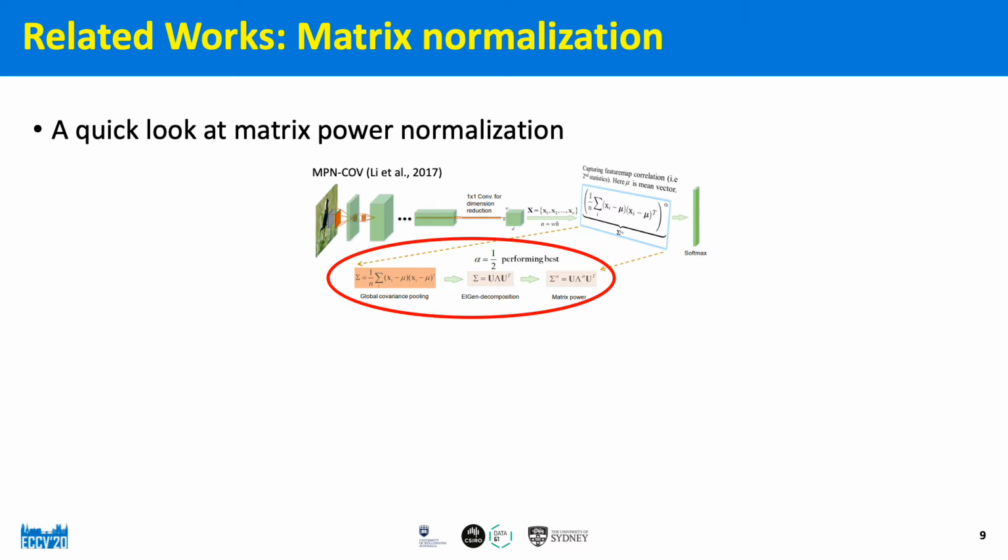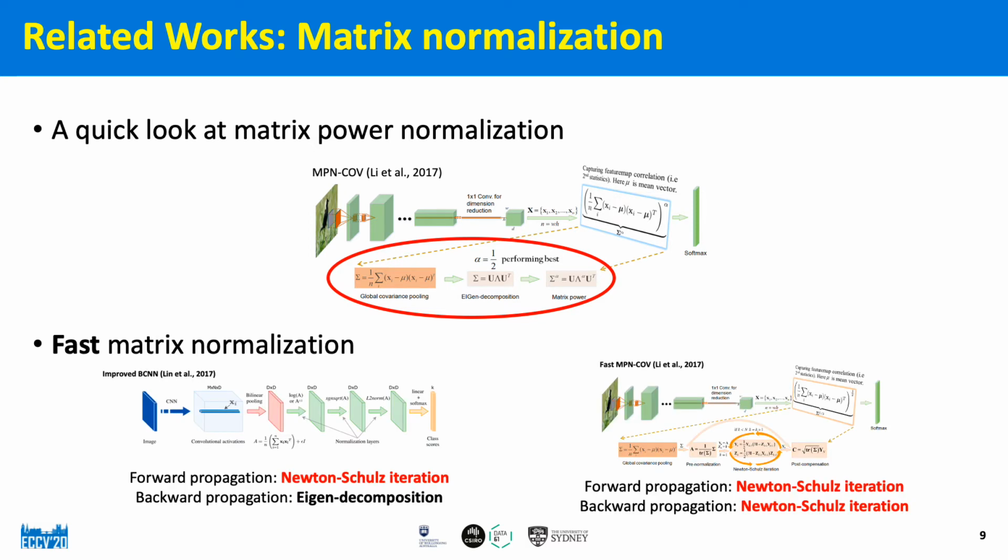Let's have a look at how the matrix normalization is performed in SPD networks. Let's take a look at the MPN-COV network. Given the CNN feature maps, it computes the covariance matrix and then performs eigendecomposition. The eigenvalues and eigenvectors are then used for matrix power normalization. Two existing methods propose to replace eigendecomposition based matrix power normalization with approximate matrix power normalization. However, only the extension of the MPN-COV network was successful in using this idea in both forward and backward propagations.